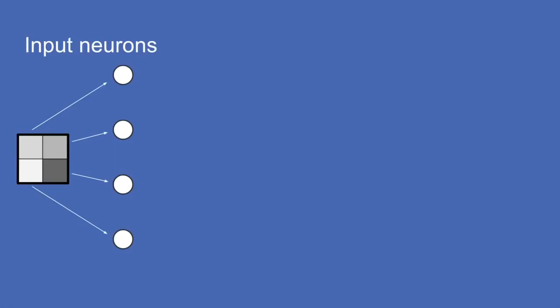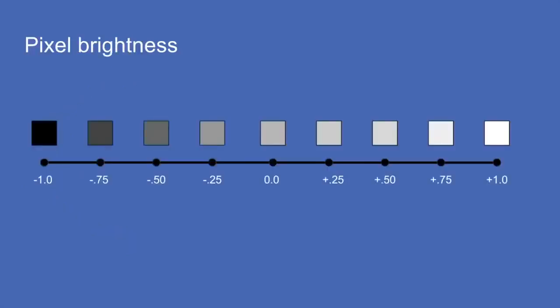So to do this with a neural network, you start by taking all of your inputs, in this case our 4 pixels, and you break them out into input neurons. And you assign a number to each of these depending on the brightness or darkness of the pixel. +1 is all the way white, -1 is all the way black, and gray is 0, right in the middle.